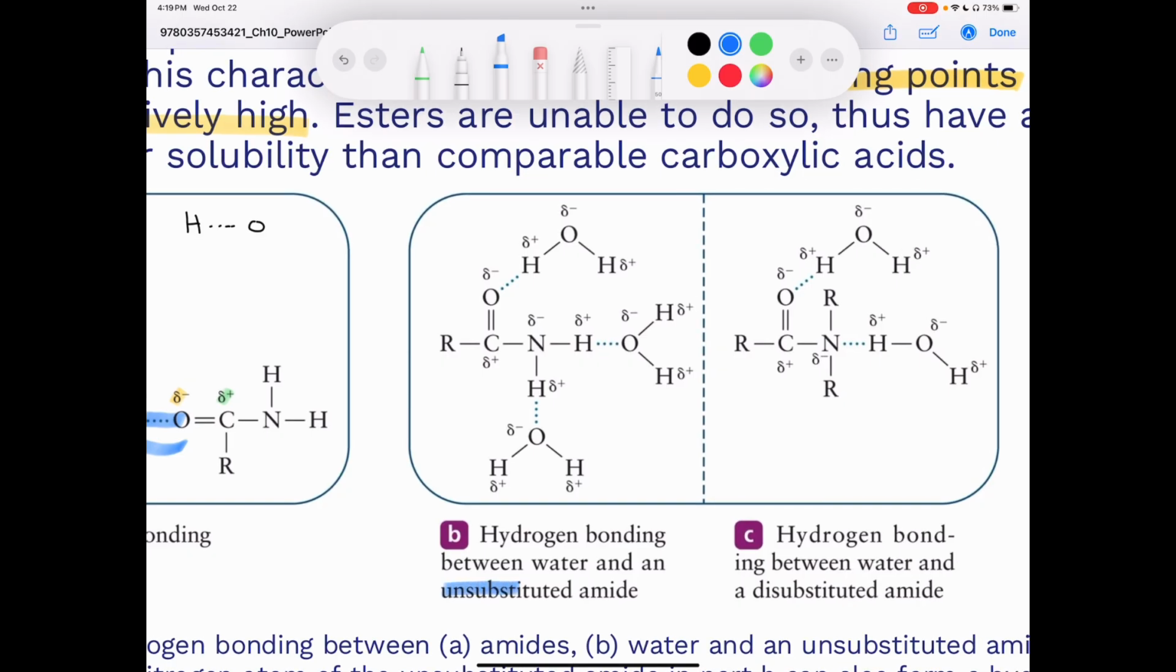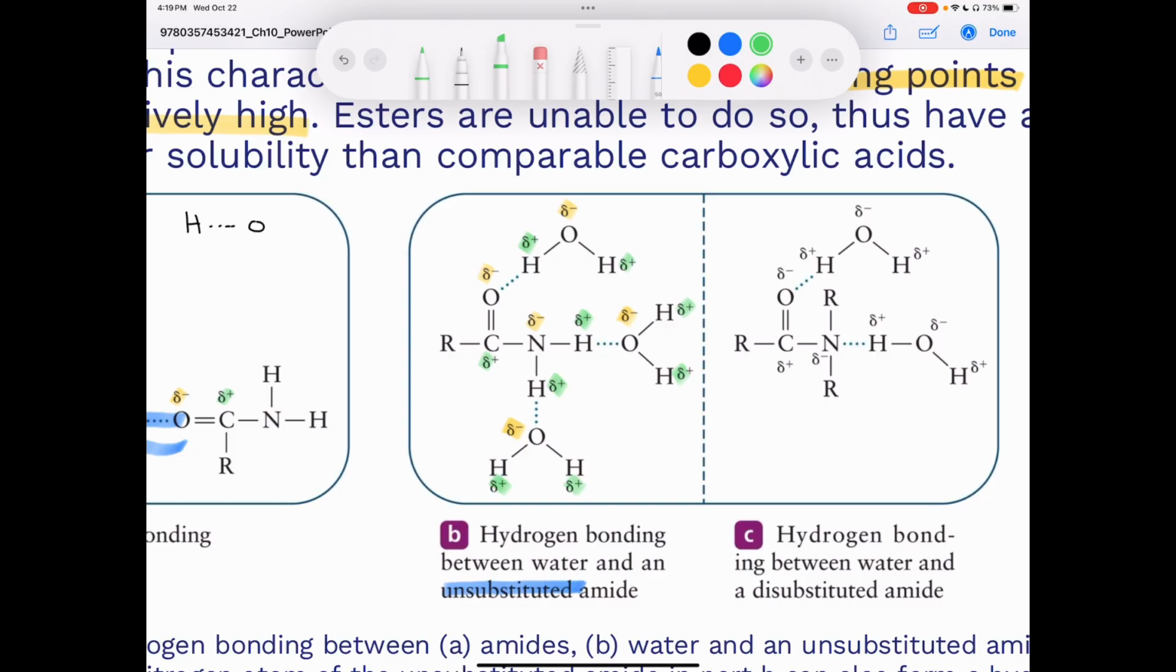What it means by unsubstituted amide is that this nitrogen doesn't have any carbon-based groups. It only has two hydrogens on it. So again, our nitrogens are going to have that partial negative charge, and there's only one nitrogen shown here. Our oxygens are also going to be partially negative, even in the water molecules, because oxygen is the second most electronegative element in the whole periodic table. And then the hydrogens are all going to be delta plus.